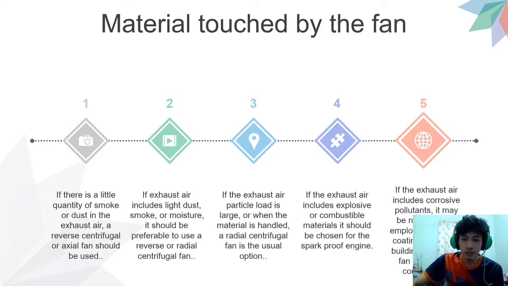If the exhaust air includes explosive or combustible material, a spark-proof engine should be chosen. And the last, if the exhaust air includes corrosive pollutants, it may be necessary to employ a protective coating or specific building material in fan and engine construction.